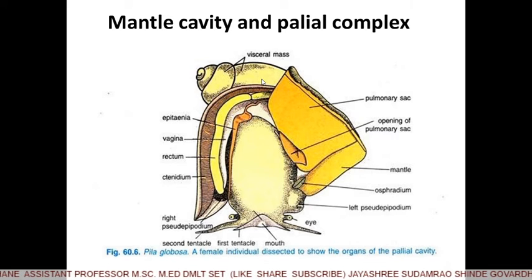As we have seen, this visceral mass consists of many important organs of the Pila body. So those organs present in this visceral mass, they are known as what? Pallial complex. The mantle cavity contains those organs collectively known as the pallial complex. Okay.